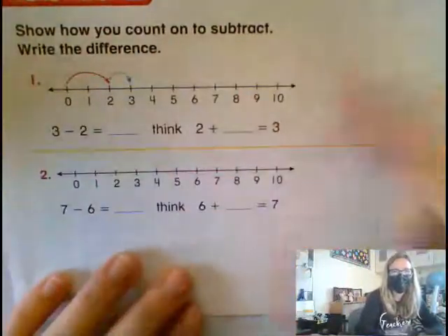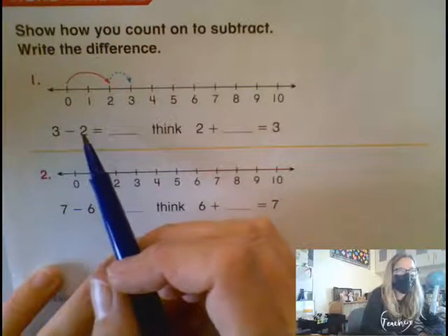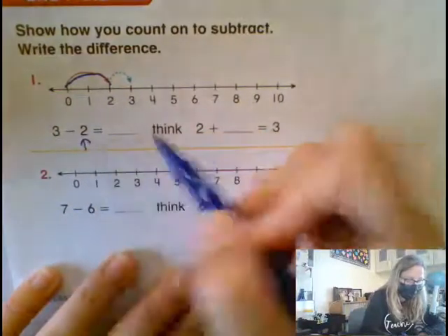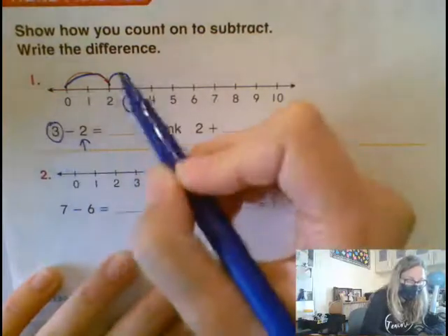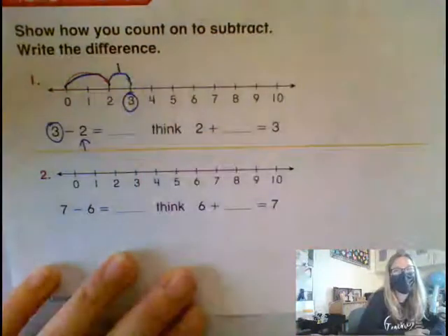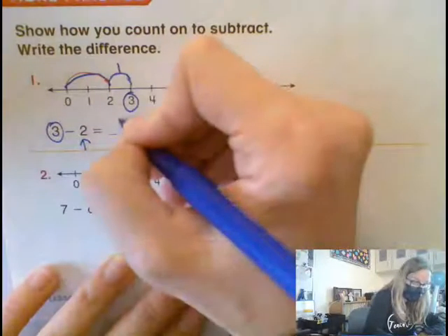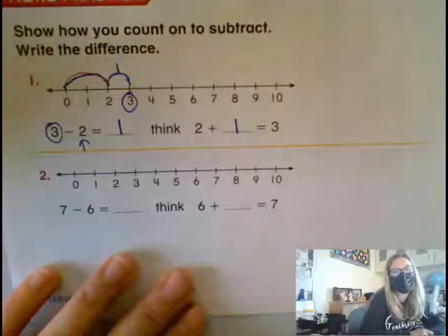So let's take a look-see right here. We have 3 take away 2. So the first thing they did was jump to the 2. That was the first number. Then they took their little ribbit jumps until they landed at the total, which was 3. How many ribbit jumps did they take? Emily? 1. So 3 minus 2 equals 1 because 2 plus 1 equals 3.